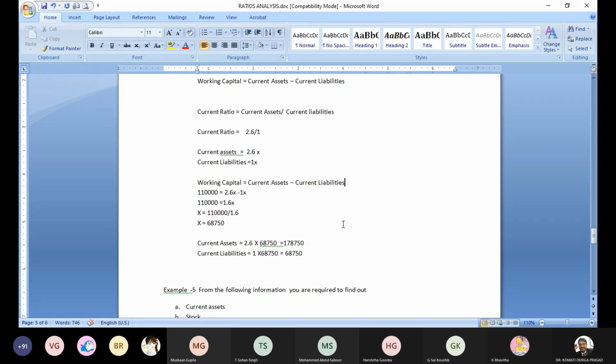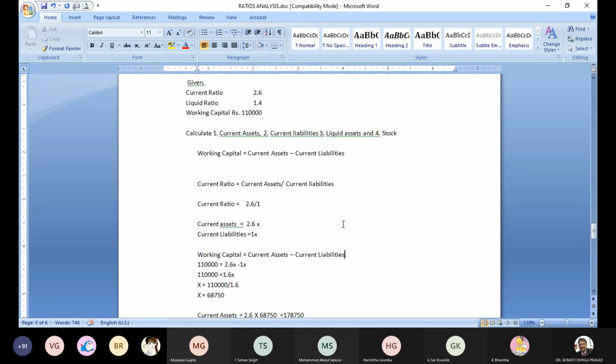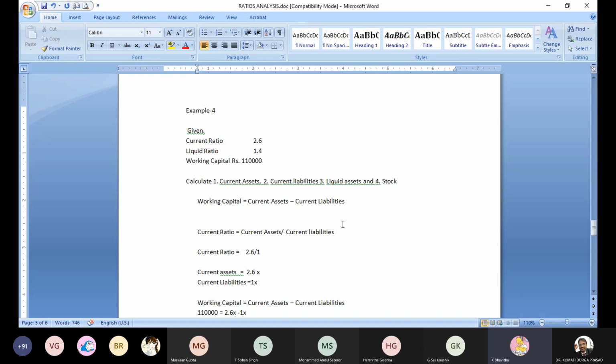Now up to here, again, I will repeat. Please go through this problem. What are the given information? Current ratio, liquid ratio, working capital. Only 3 items are given. On the basis of this one, you are required to calculate current assets, current liabilities, liquid assets, and stock.